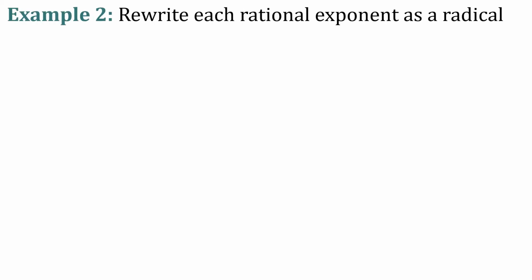In this example, we're going to rewrite each rational exponent as a radical. So we have x to the 8/3. Remember, once again, that it's power over root. So the root of our radical is going to be 3. And then so we have x, and then the power of our x is 8.